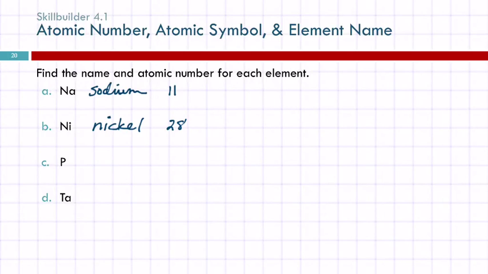How about P? Phosphorus. It's US at the end, not OUS. Phosphorus has how many? 15. Ta. That wasn't on your list. I can tell you the number of protons. You can tell me the number of protons, though. 73. It's tantalum. That's tantalizing. Tantalum. I don't know. That's not a common one.